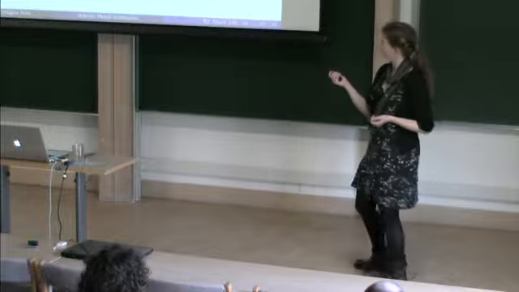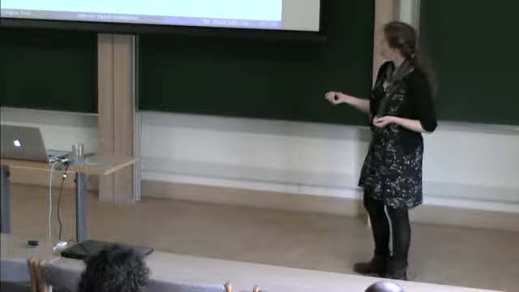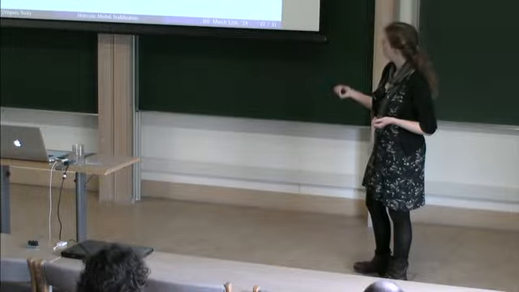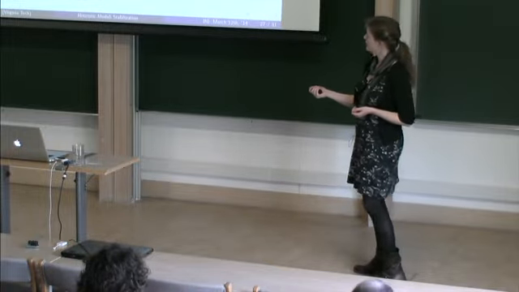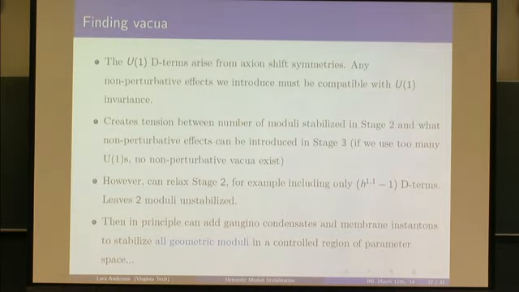So this is just a set of ingredients at the moment. In principle, you could try and put all these together, try and stabilize all geometric moduli. The bundle moduli are clearly the most problematic in this, in a controlled region of parameter space. And I think I'm almost out of time, so let me just say a little bit more about the bundle moduli and the supersymmetry lifting.